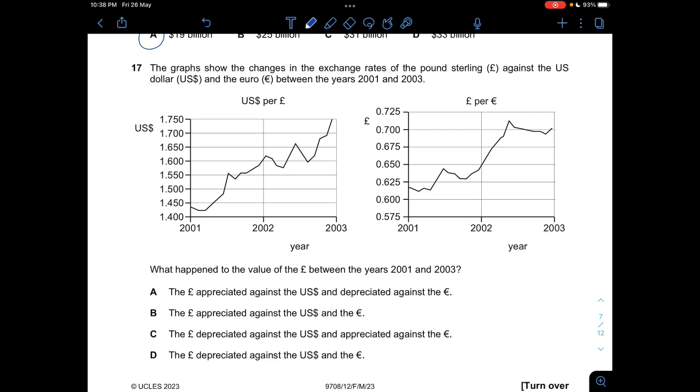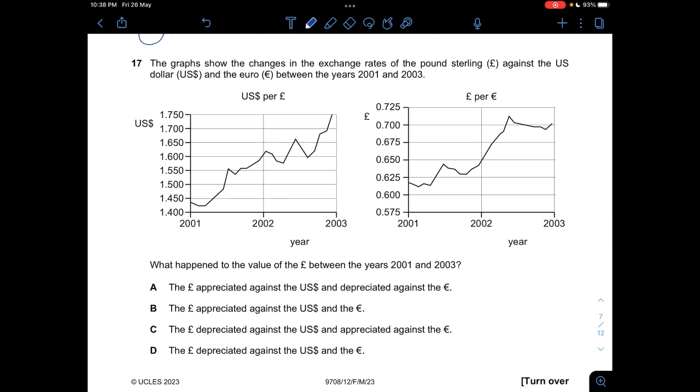Here for let's say pound per euro. So originally it's €1 to about 0.61 or 62 pounds, and then later on in 2003 you can see that it's at €1 to about 0.7 pounds. So there's a decrease in the value of pound. We look at this graph, and then this one you see there's an increase in value if it's to the US dollar.